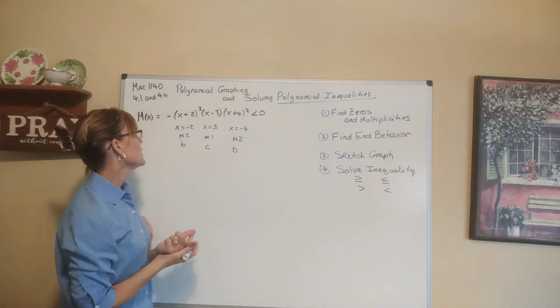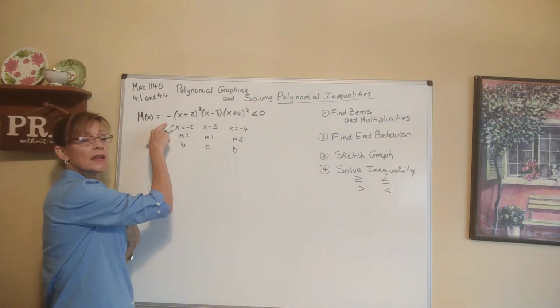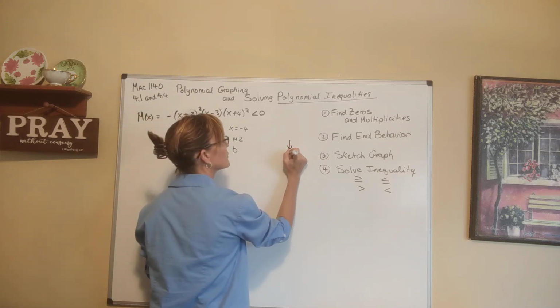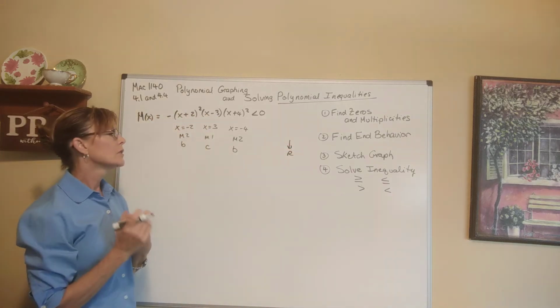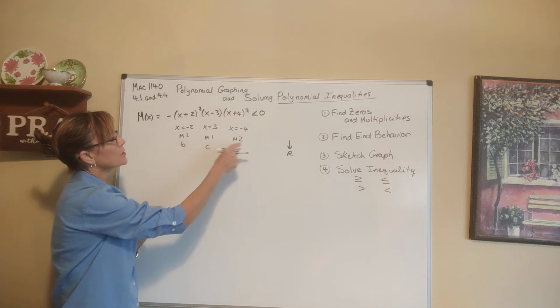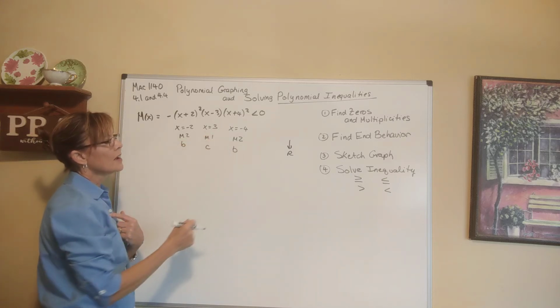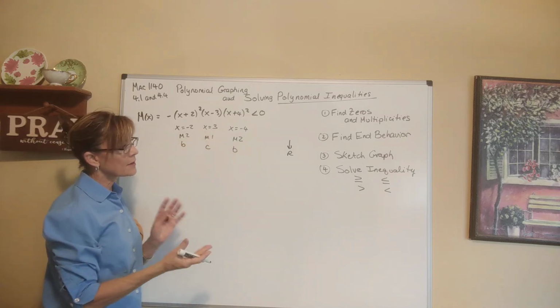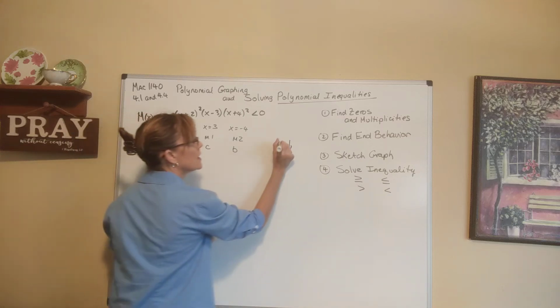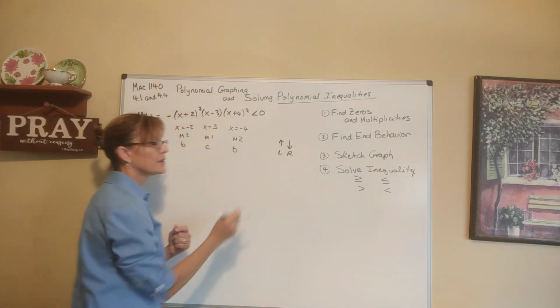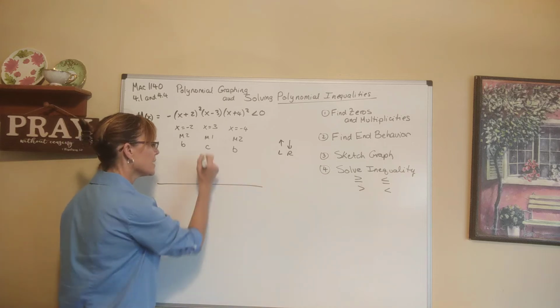What is the end behavior? Well, the leading coefficient is negative. That means it's going to be down to the right. What is the degree? 2 plus 2 plus 1 is 5. That is an odd degree. That means the left behavior will switch. It's going to be up to the left. That's the end behavior. Here is our little sketch.